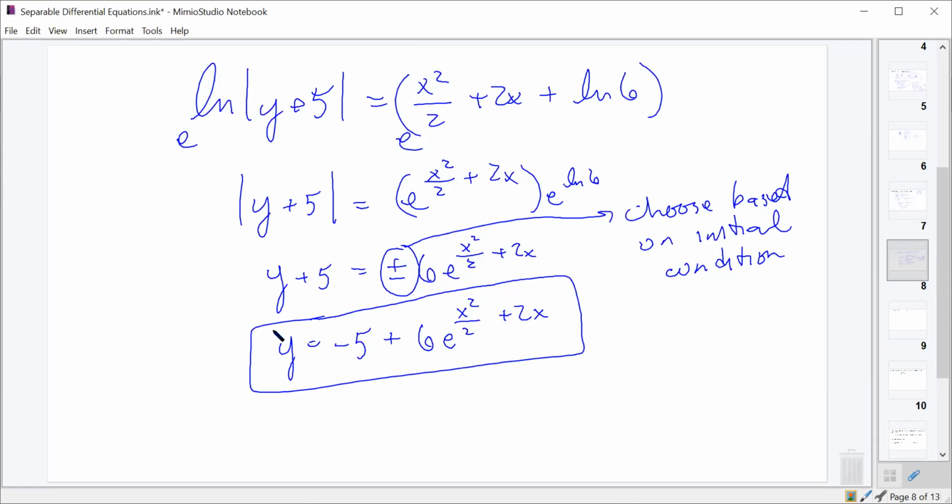And we can plug any number in for x, square it, divide it by 2, add 2x to it. We can take e to any power, multiply that number by 6. You could do -5 plus any number. And there were no restrictions as we went through on the x values. So it looks like this is good for negative infinity to infinity. Good or no? Any questions there?